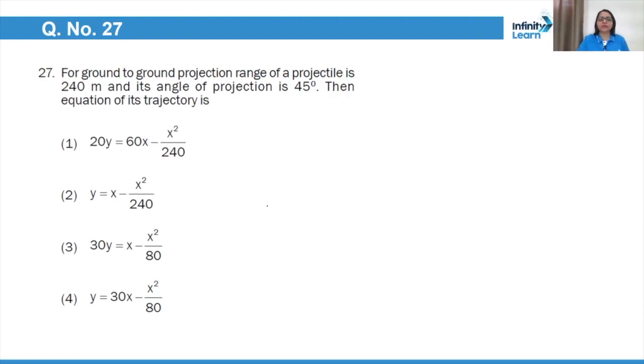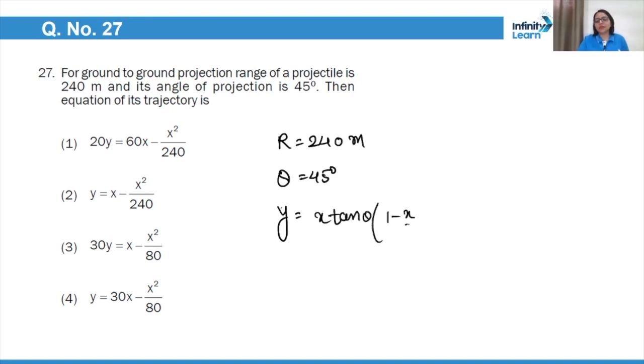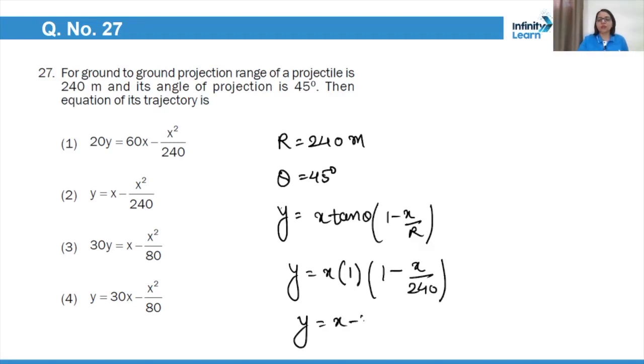Question number 27. For ground to ground projection, range of projectile is 240 meter and angle of projection is 45 degree. Then equation of its trajectory is? So equation in terms of range is y equals x tan theta into 1 minus x upon R. So y equals x, tan 45 is 1, into 1 minus x upon R, and R is 240. So you can write it as y equals x minus x square upon 240. So this is the equation of trajectory, which is option 2.